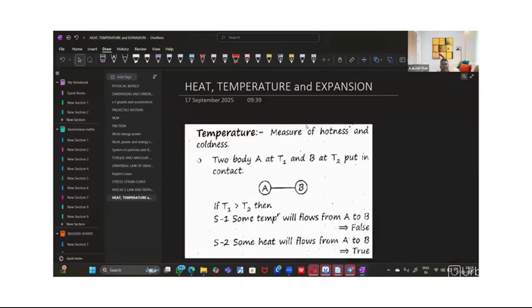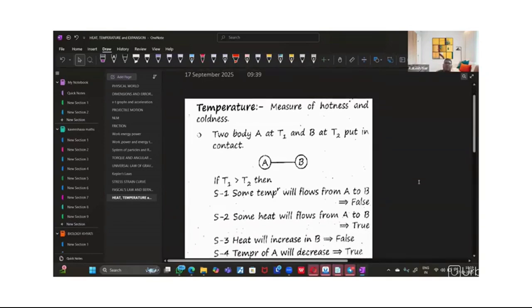Hello students, welcome to today's session on heat, temperature and expansion from the very different and very modern unit of calorimetry. One of the highest scoring and highest weighing units in CBSE boards and other exams too, and kind of a bonus unit of 2 to 3 chapters which you can assume to be.